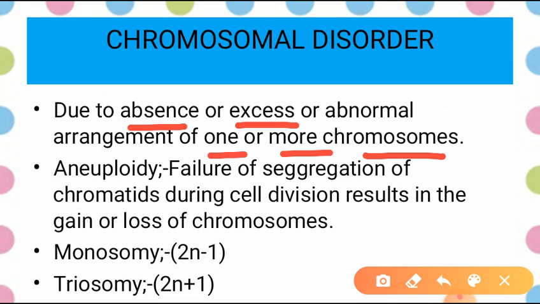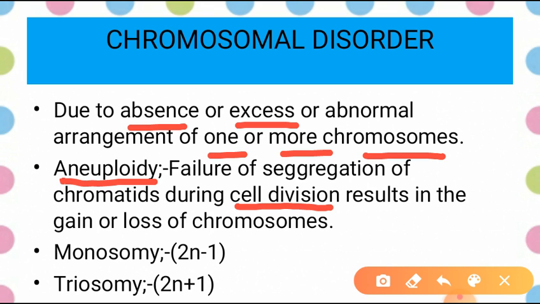So you know very well that in human beings we have 23 pairs of chromosomes. First 22 pairs are autosomes and the last one pair, that is the 23rd pair, is the sex chromosome. And these disorders arise because of aneuploidy. So what is aneuploidy? It is the failure of segregation or separation of chromatid during cell division. What is a chromatid? The arm of a chromosome is called a chromatid.